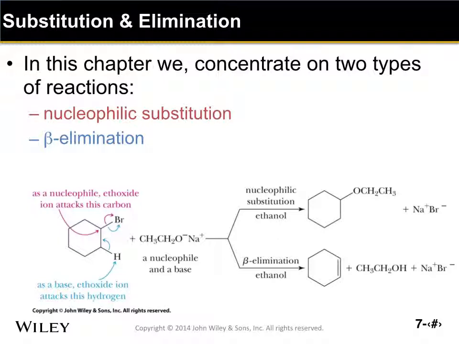In the bottom one, we had a base that pulled off a proton. By the way, it didn't pull off the proton on the same carbon as the halogen, it pulled it off on the beta carbon. So we pulled off that proton so we can migrate the electrons to make a pi bond and to kick out the halogen. These are the two main reactions for this chapter.